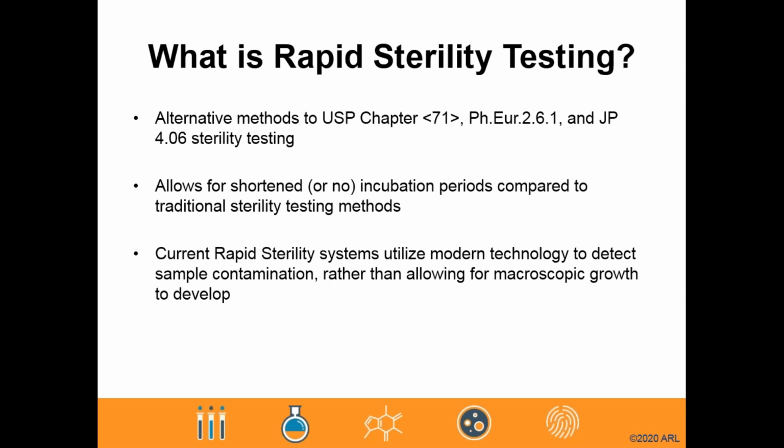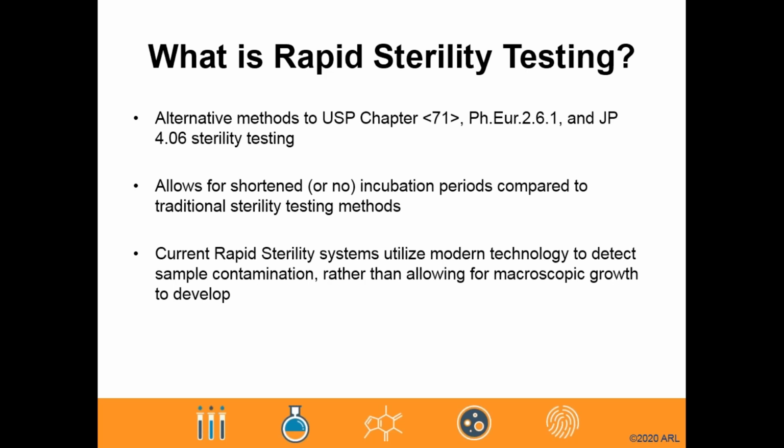So what is rapid sterility testing? These are tests which offer a faster alternative to traditional sterility testing, such as USP Chapter 71, as well as the European and Japanese compendial equivalents. Traditional culture-based sterility testing techniques require extended incubation times, which then take a relatively long time to produce a final result. Since timely microbiological data are often critical, not only for product release, but also for continuous process monitoring and control, rapid sterility testing is becoming more prevalent as well as useful.